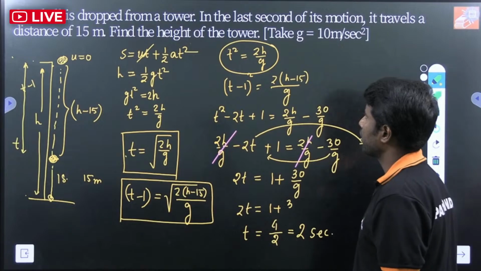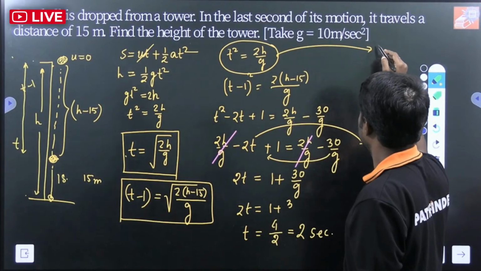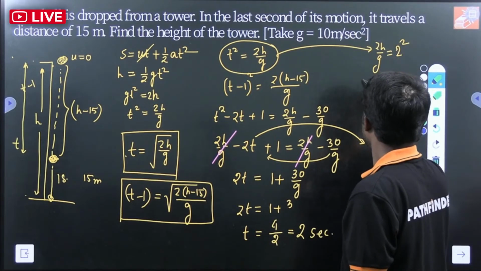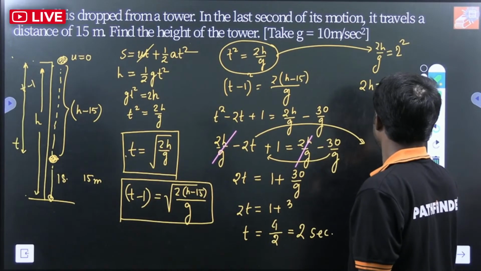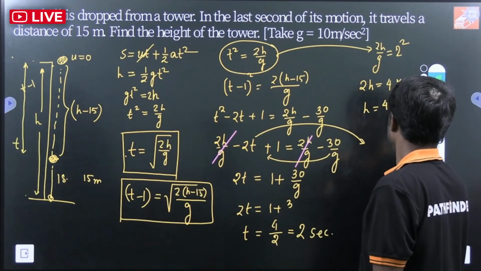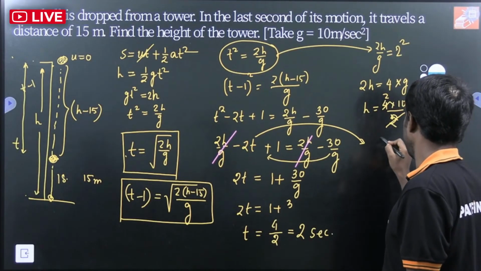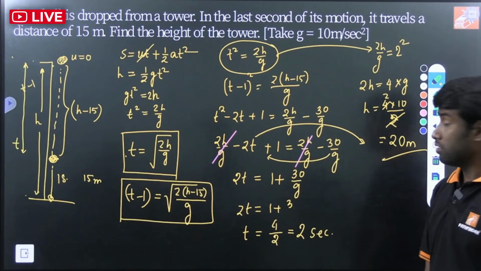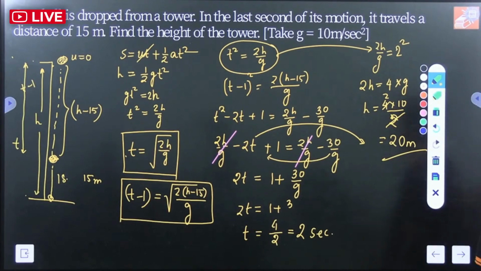From there we can get the h value from this equation. So 2h by g equals t square, that is 2 square. That means 2h equals 4 into g, and we can put g as 10. So h equals 4 into 10 divided by 2. This 2 and 4 cancel, finally 2 into 10, 20 meter is the answer. Okay, so you can take a screenshot of this page and let's come back to the next question.